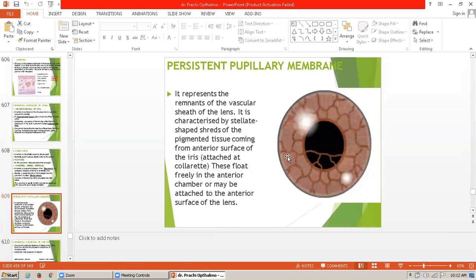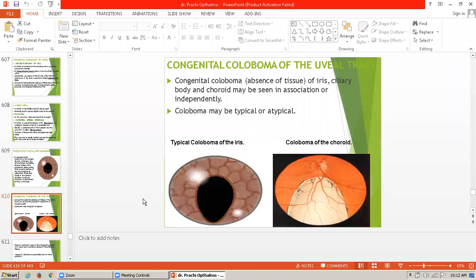The condition is usually familial and may be associated with glaucoma due to the angle anomalies. Then persistent pupillary membrane. It represents the remnant of the vascular sheath of the lens and it is characterized by stellate-shaped shreds of pigmented tissue coming from the anterior surface of the iris, attached at the collarette, and these float freely in the anterior chamber or may be attached to the anterior surface of the lens.